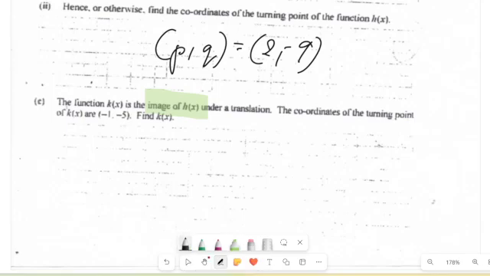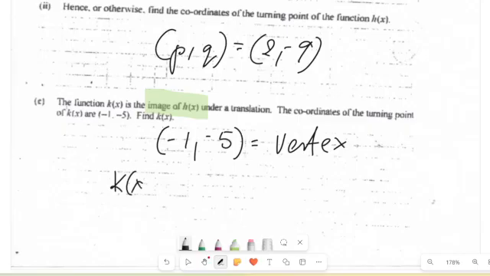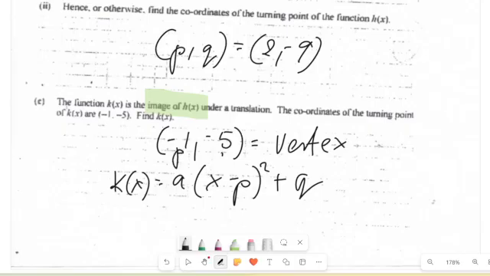So listen, we work with what we have. What you have over here is your turning point, or that is your vertex. So we can find your k of x using the vertex formula. So k of x can be expressed as a(x minus p) squared plus q. Now my p is minus 1, my q is minus 5. So I have a(x plus 1), as minus and minus will turn to a plus, and then minus 5.